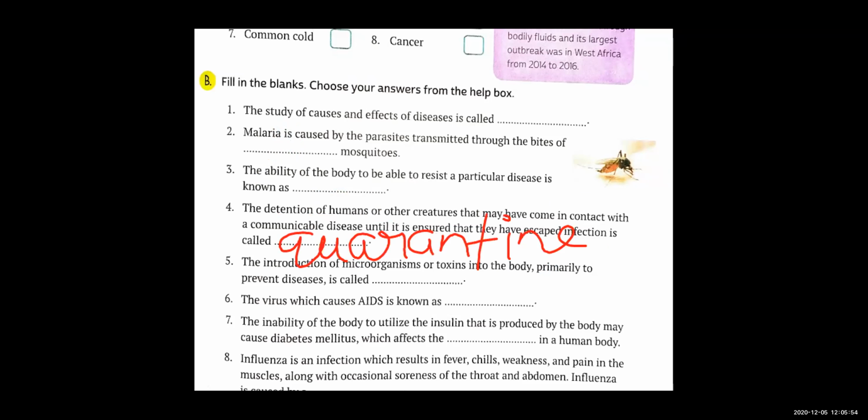Next is the fifth one, the introduction of microorganisms or toxins in the body to prevent diseases. This we have done. Microorganisms are introduced in the body and that is called vaccination, right? Chapter 2, microorganisms, we have done. So the answer 5 is, children, vaccination.